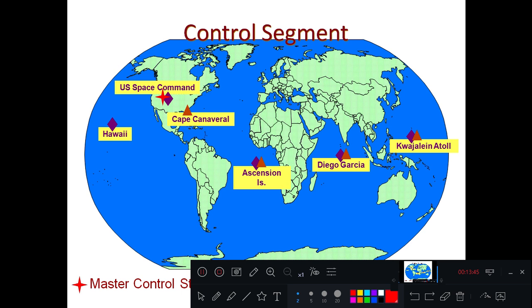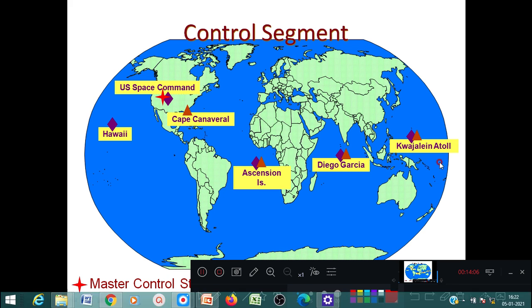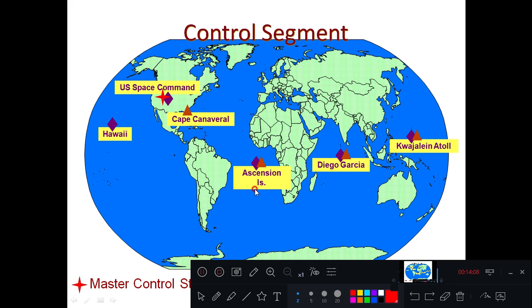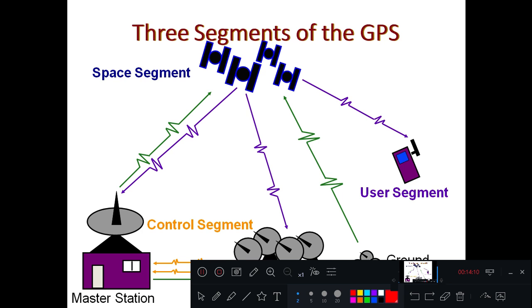Then there are control stations. There are master control stations and some minor control stations which are situated in a few states, a few countries. The control segments are located mainly at main stations. You can see they are situated globally.